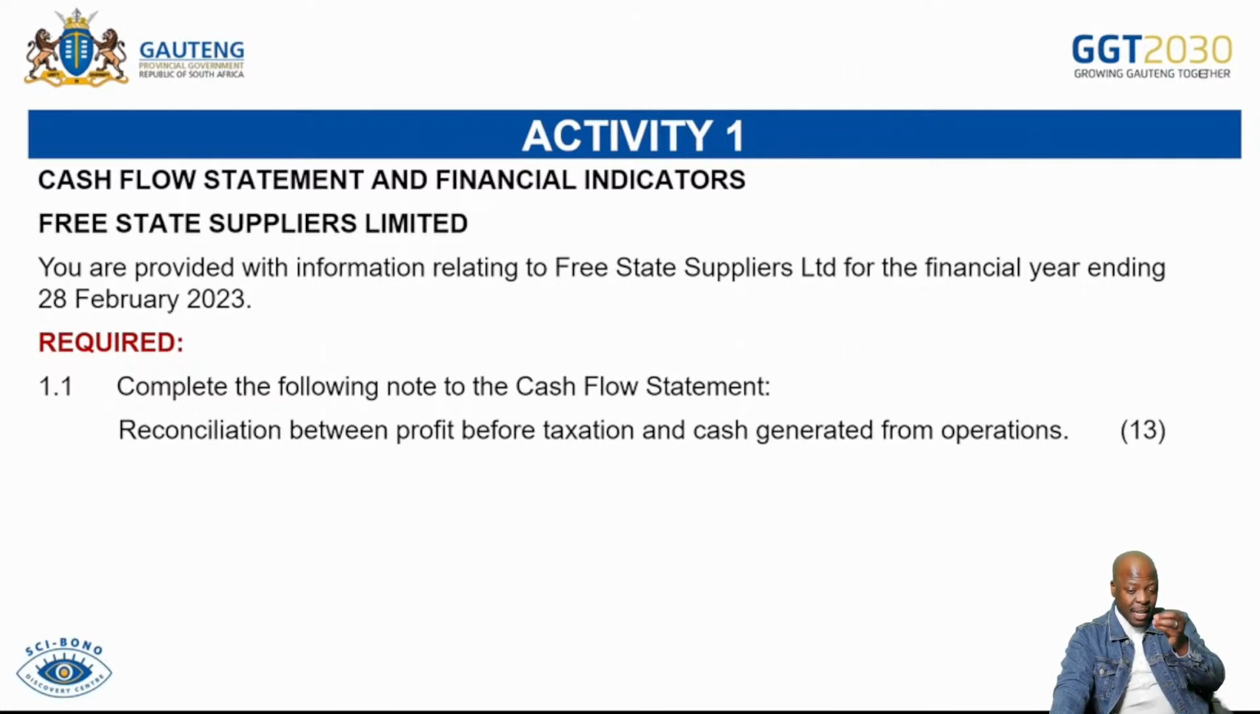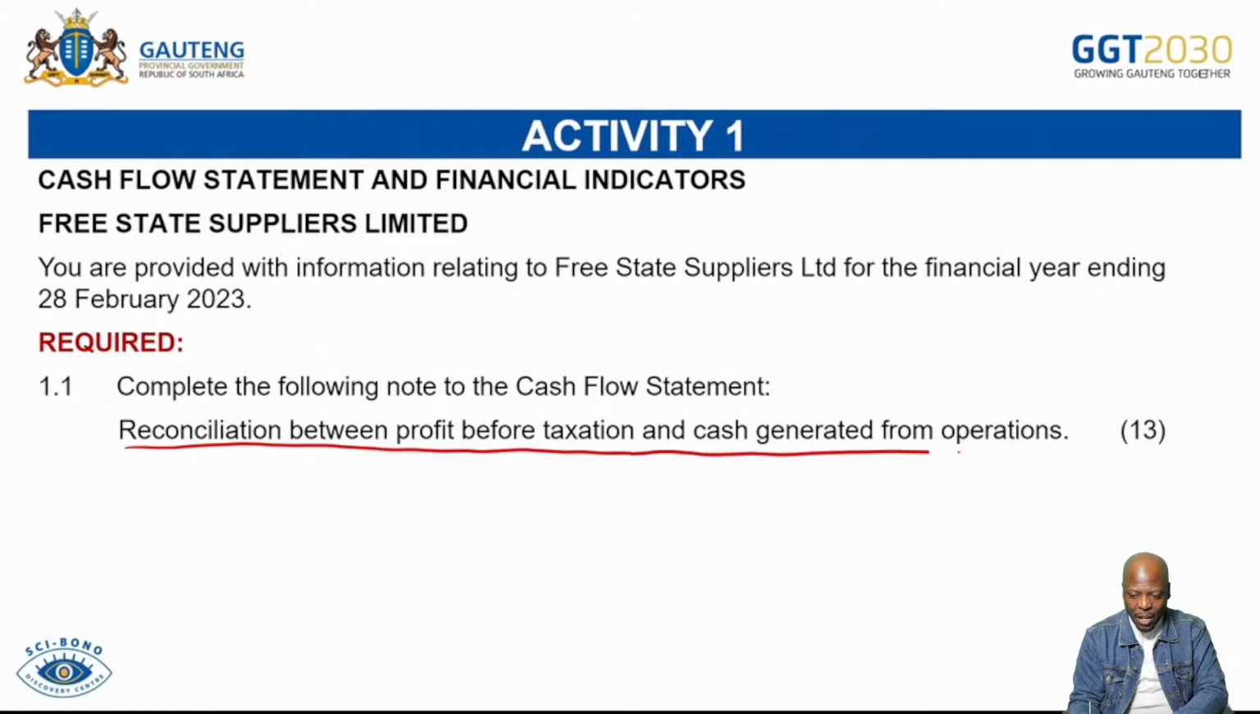And my focus, as I've said, is on the note called the reconciliation between profit before tax and cash generated from operations. Yeah, it is a very long name indeed, but you have to know what it is called so that if it comes in the test, if it comes in an exam, you are ready and you answer it nicely. So, can I go to the next information?